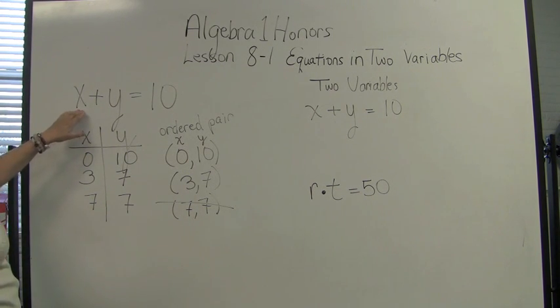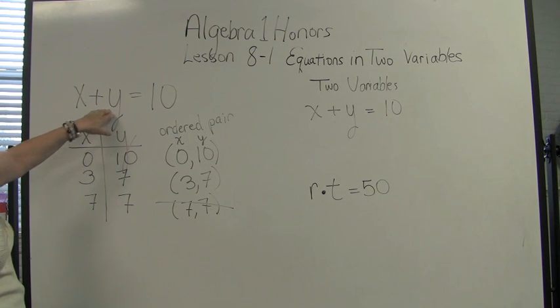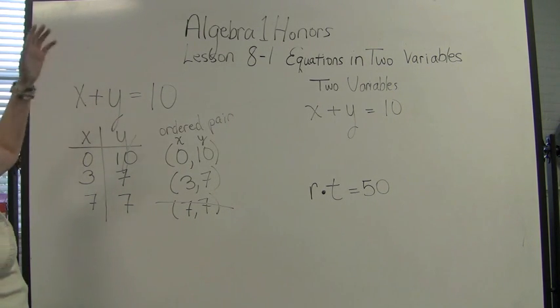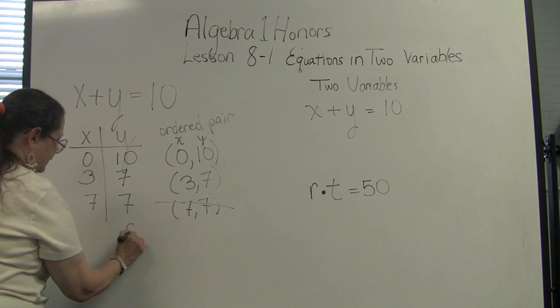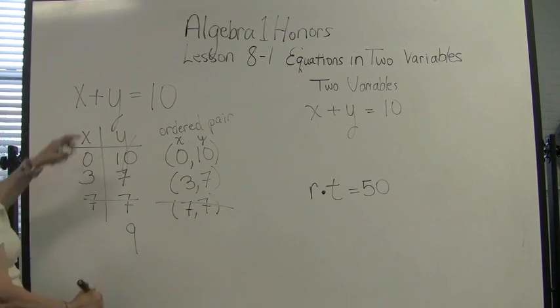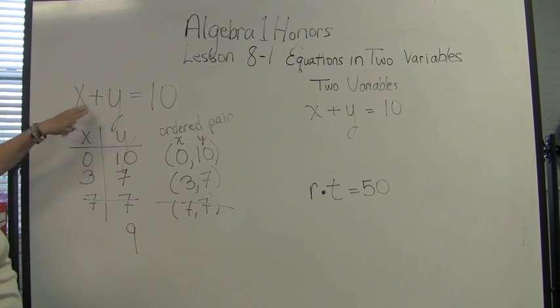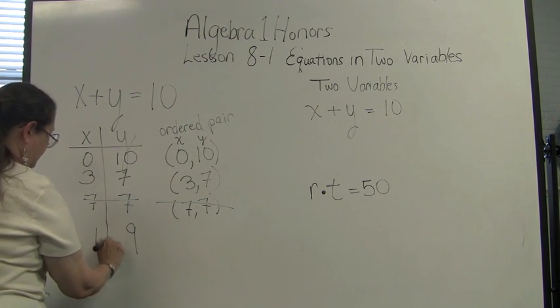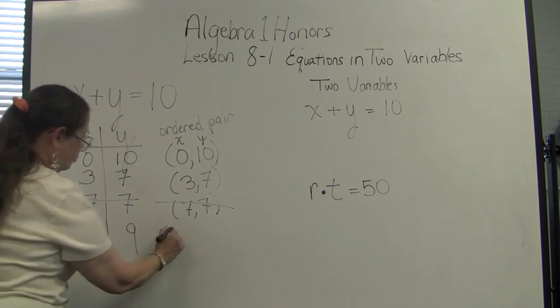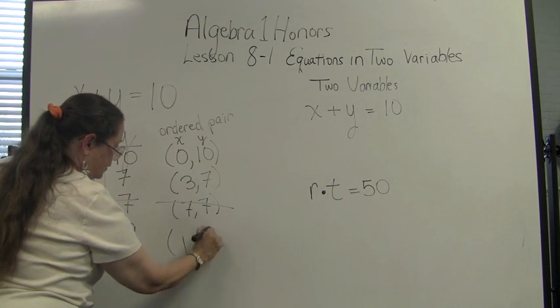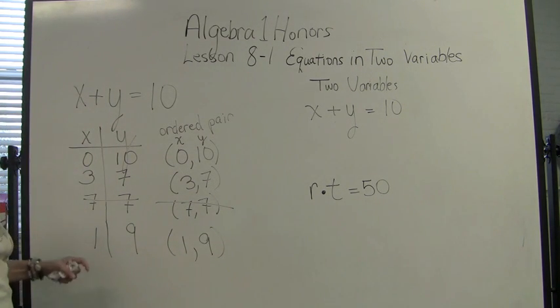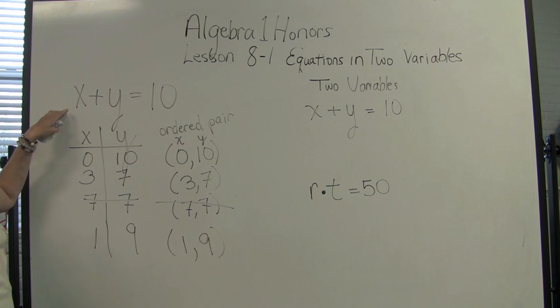So you're going to choose x or choose y. You could choose a value for y, for example. Let's choose y as 9. If we choose y as 9, 9 plus x has to be 1 in order to make our 10. So 1 comma 9 is an ordered pair that satisfies this equation.